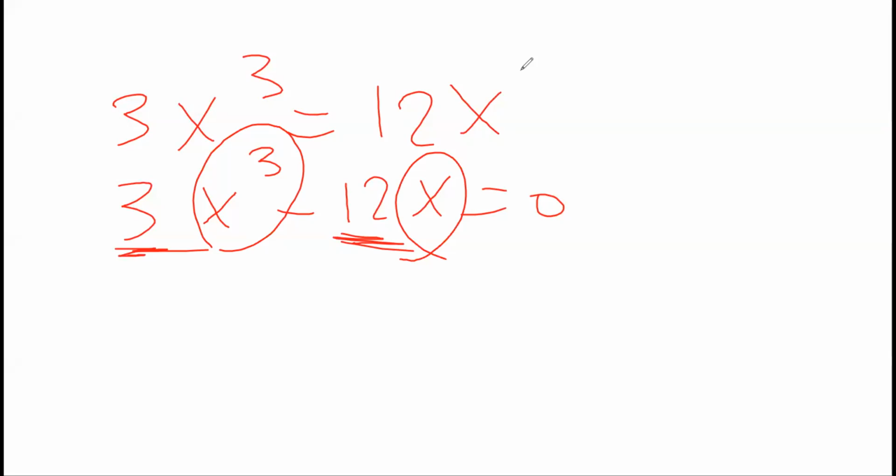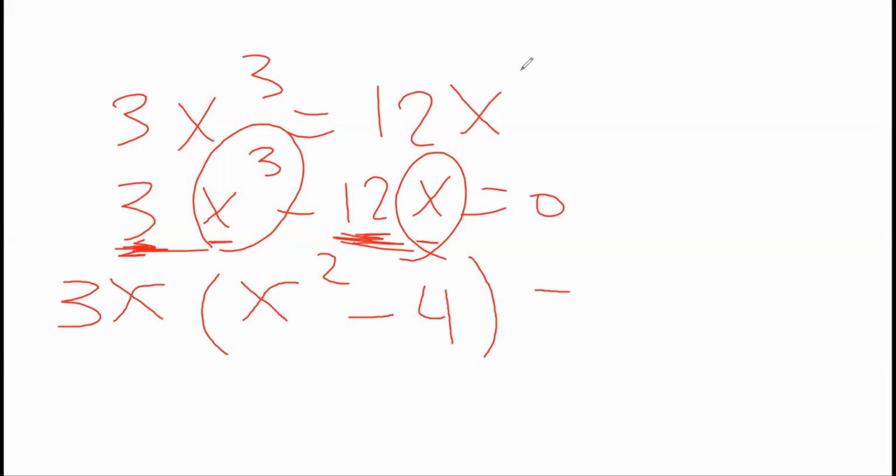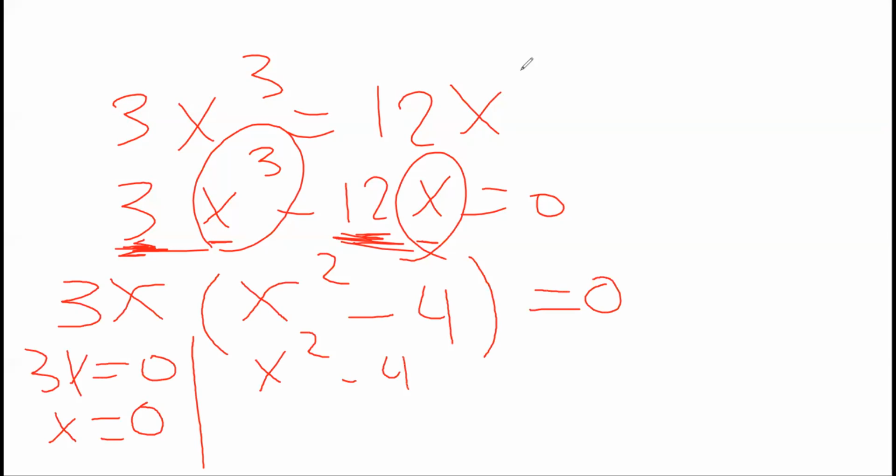The 3 and the x. Yes, I have two highest common factors. Between the numbers, you must take 3, and between the variables x. So then you will divide: 3 divided by 3 is 1, x cubed divided by x is x squared, 12 divided by 3 is 4, and x divided by x is 1. So you have here 3x equals 0. So x will be 0 divided by 3, equals 0. Or x squared minus 4 equals 0.